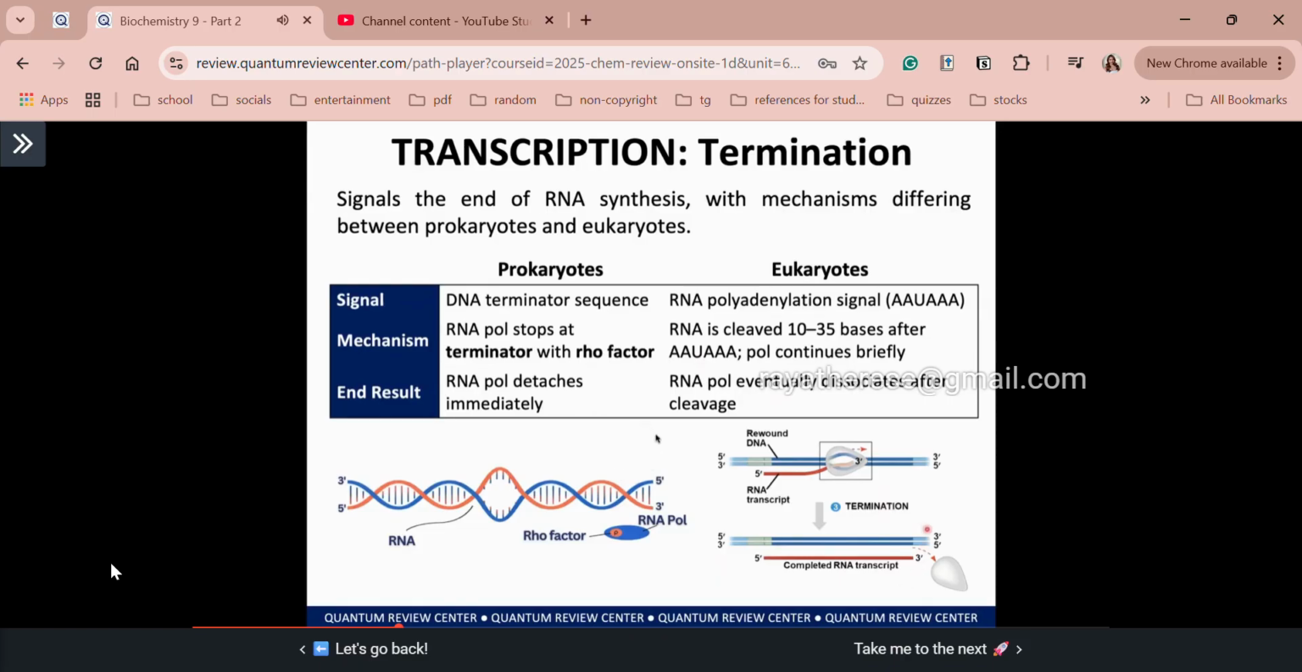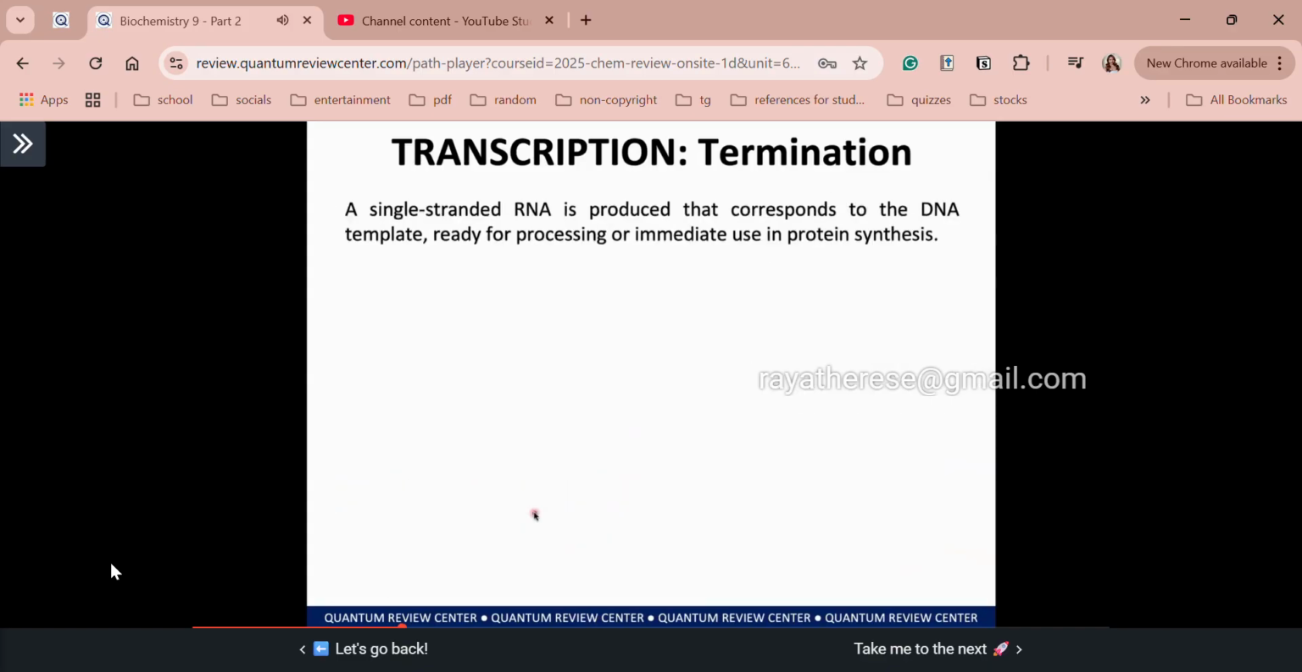And of course, class, in your eukaryotic cell, our product is your premature RNA or pre-mRNA. Alright? So for your prokaryotes, they can directly use that messenger RNA for translation because they are tightly coupled, which we will see later. Ayan. So class, again, ang product natin in our transcription, of course, your single-stranded RNA. So this corresponds to your DNA template.